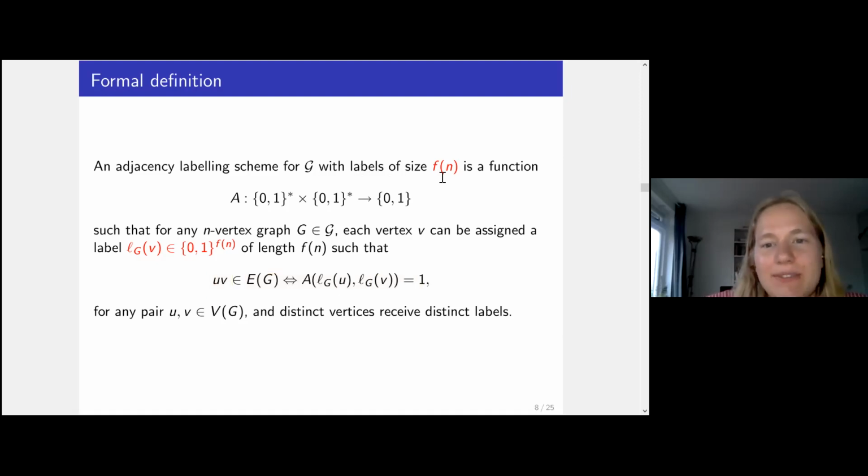And we say that this has labels of size fn for the graph class G if for any n-vertex graph in G, we can assign labels to the vertices, which are 0, 1 bit strings of length fn, so that this decoding property holds. And there's one last technical assumption, which is that distinct vertices must receive distinct labels. So this last property immediately gives us a lower bound on the label size.